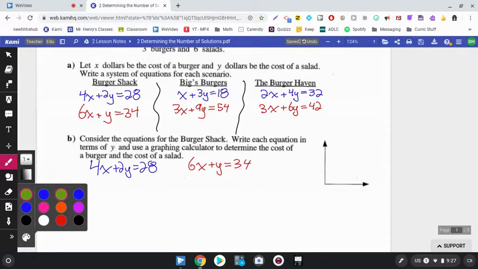So I'll do the first one. I've got to get the y all on its own. Let's move the x to the other side. Subtract 4x.